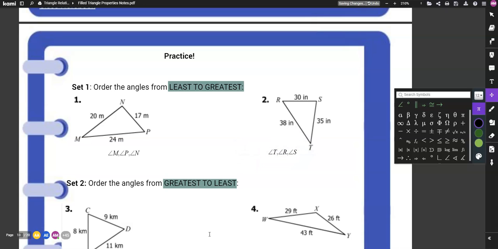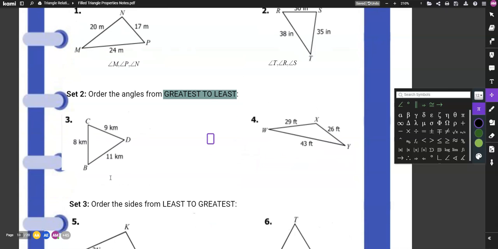Moving on, number 3, they want us to do it in the opposite order, greatest to least. So we're going to start with our longest side, which on number 3 is 11 kilometers, or side DB, which means the angle opposite that, angle C, is our largest angle. Side CD is 9 kilometers. The angle opposite that is angle B. And finally, our angle opposite our smallest side of 8 kilometers is angle D.